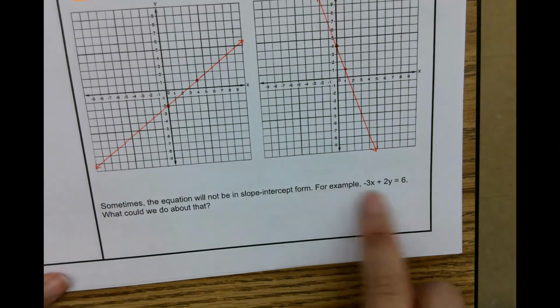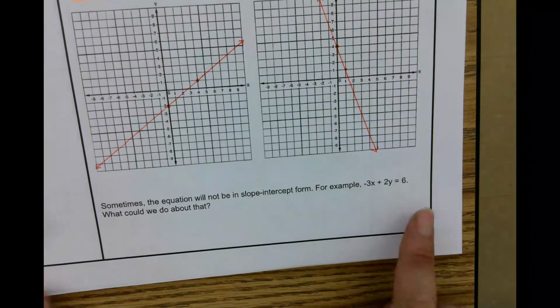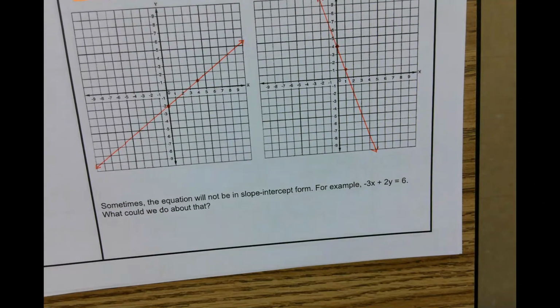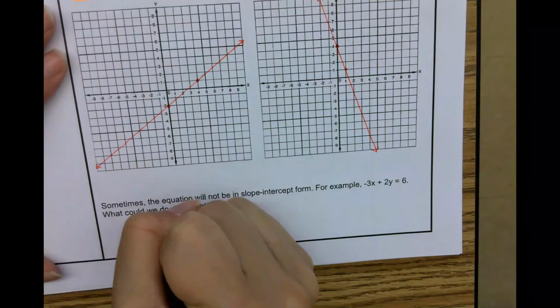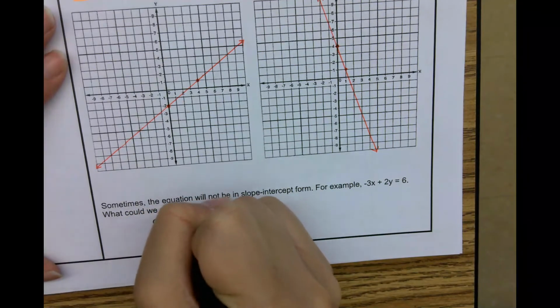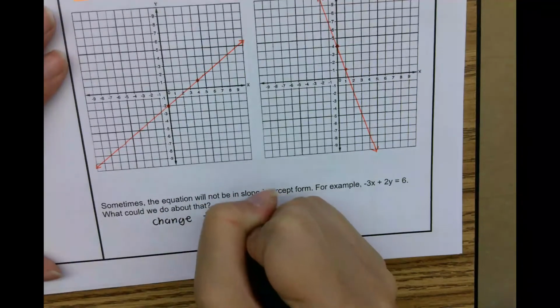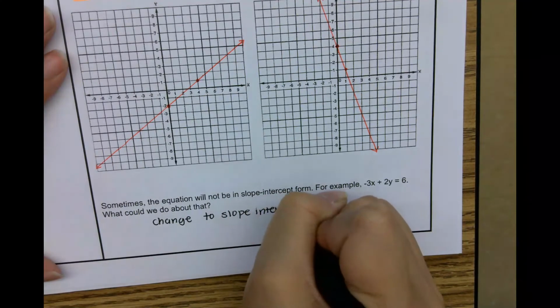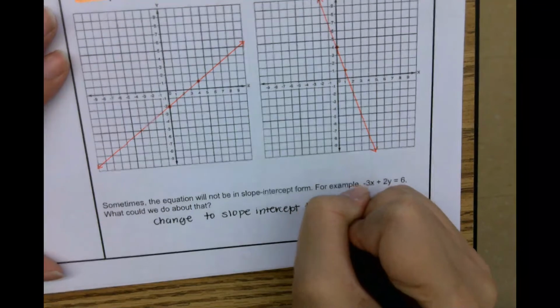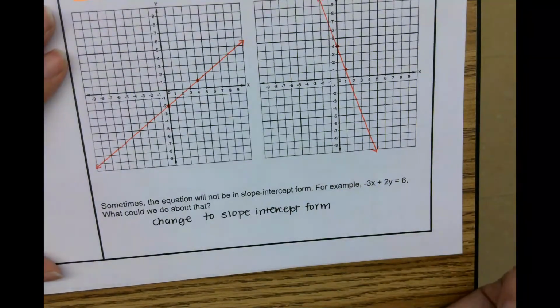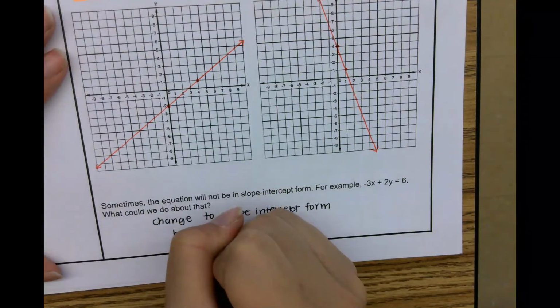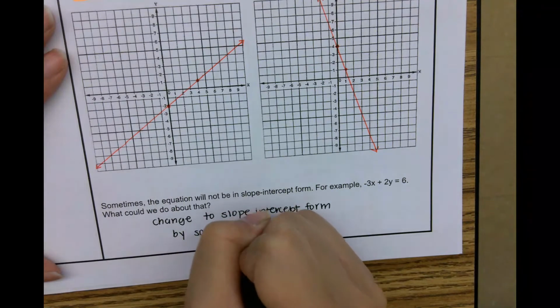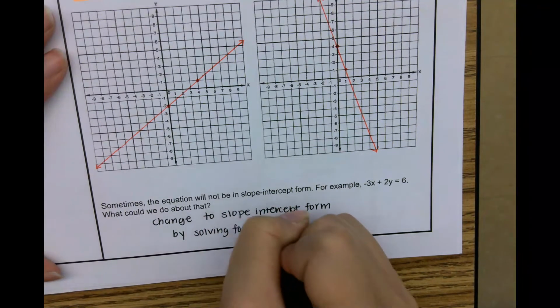For example, here I have negative 3x plus 2y equals 6. It's not in slope-intercept form, so what can we do about that? One thing we can do is change to slope-intercept form. And we actually learned how to do that a couple of days ago. We can change to slope-intercept form by solving for y. And that's what we're going to do.